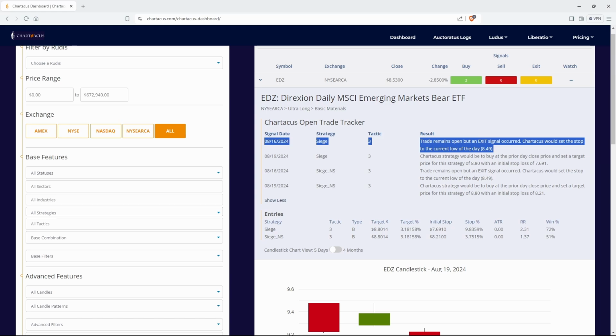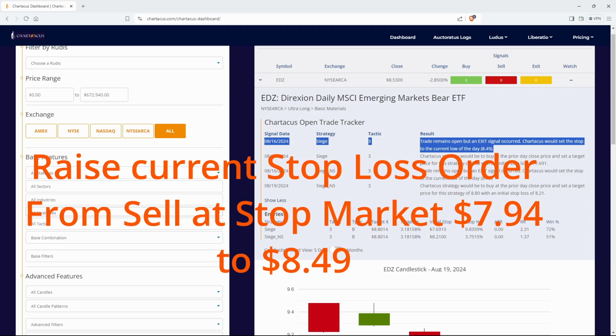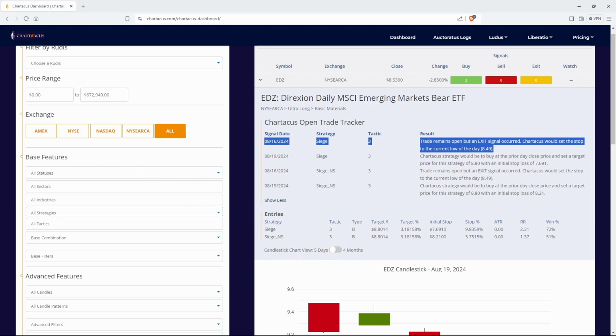So let's log into our brokerage account. Let's change the stop loss order from a sell stop market order of $7.94 to a sell stop market order of $8.49. And with that completed, let's log off and wait till tomorrow. Remember, the target price is still intact, it's still live. So you may want to check EDZ's price today at various times, just in case there is a turnaround, okay? This was day 2 of the trade. I'll see you tomorrow.